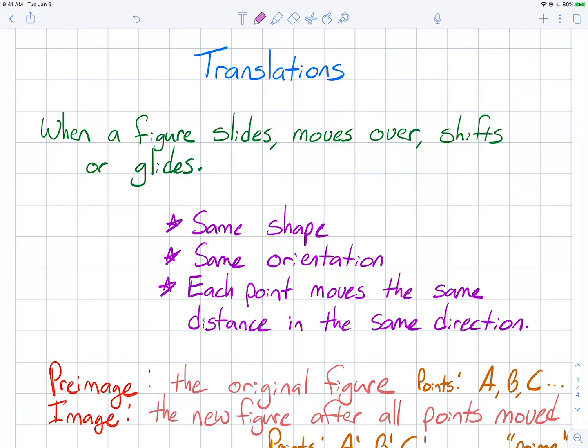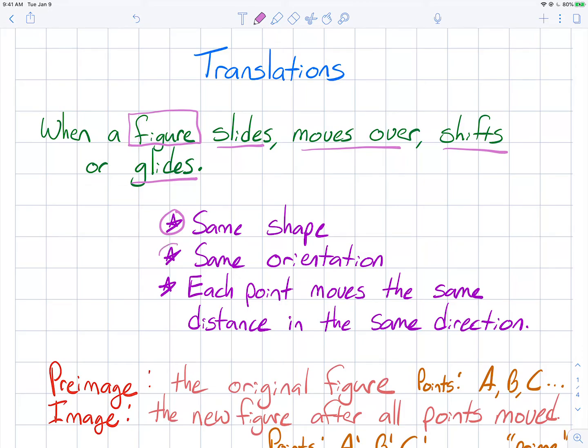Translations. A figure can be a shape, a person, an animal, a flower. A translation is when it slides, moves over, shifts, or glides. What that means is the figure stays the same shape. It is not enlarged, it is not shrunk.